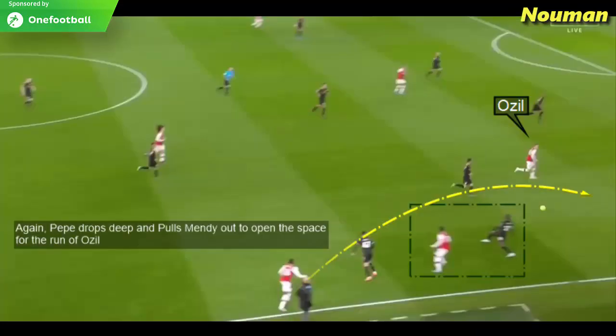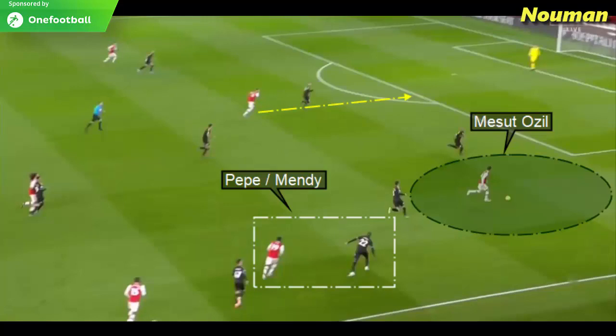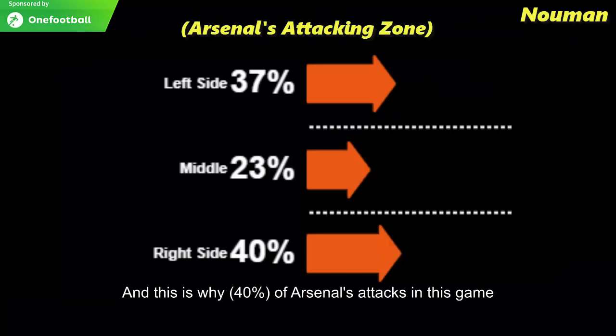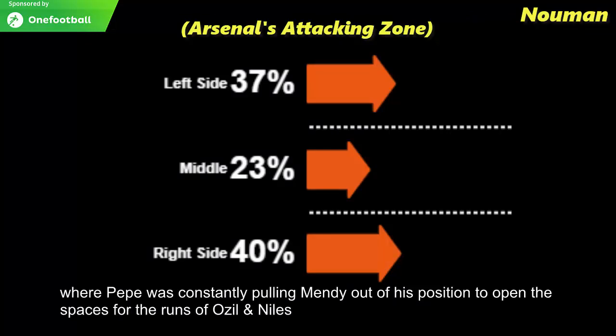Once again, Pepe drops deep and he pulls Mendy out of his position to open the space for the one of Ozil. And this is why 40% of Arsenal's attacks in this game actually came from the left side, where Pepe was constantly pulling Mendy out of his position to open the spaces for the ones of Ozil and Niles.